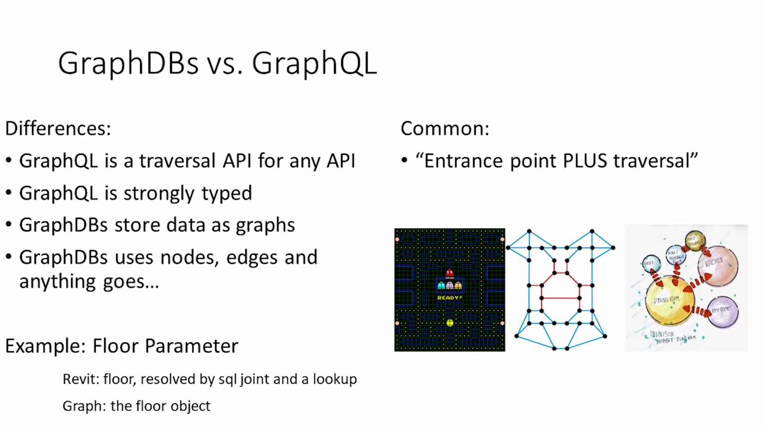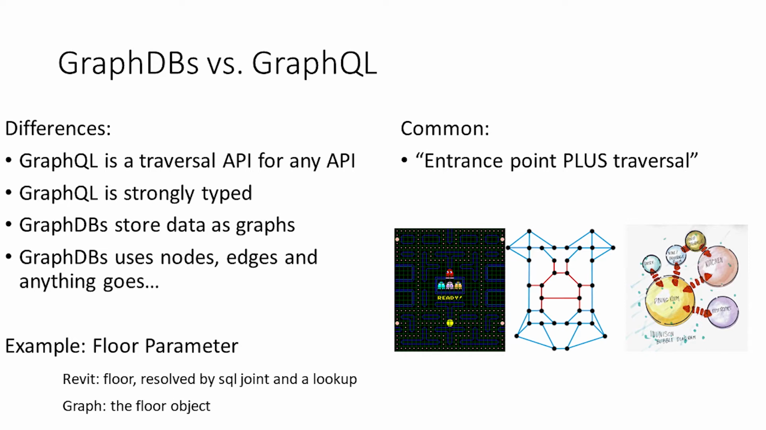As an example, if you take a floor parameter in Revit for an element, like what floor are you on? If you do that using the Revit API, you're basically resolving a SQL join and a lookup, right? There's a table with all the parameters, and there's the element ID and the parameter ID, and then the value, and the value is of a type, and then you have to go to the table to find out what the type is, and that's how you find out that this store is on the fifth floor. It's a mess of outer joins and lookups, whereas in a graph database, it would link directly to the floor object. Super cool. So all this mess of outer joins is going away. That's, I think, the differences in a nutshell between GraphQL and graph databases.